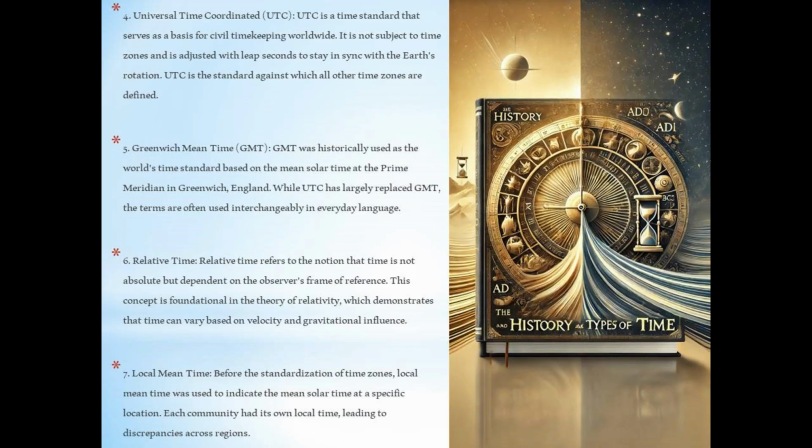Number 7. Local Mean Time. Before the standardization of time zones, local mean time was used to indicate the mean solar time at a specific location. Each community had its own local time, leading to discrepancies across regions.